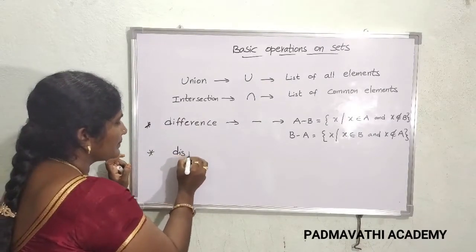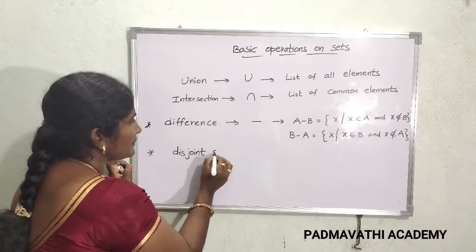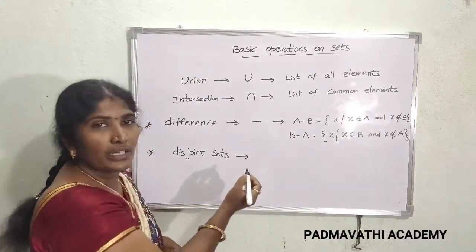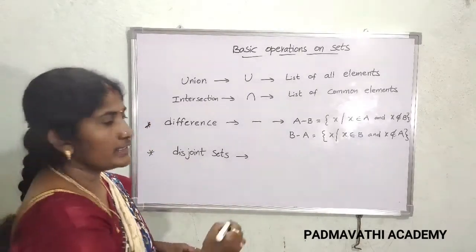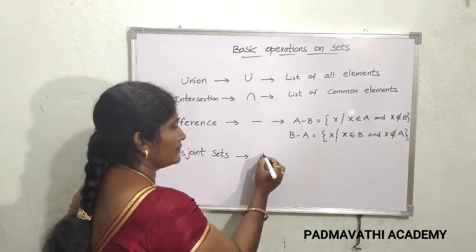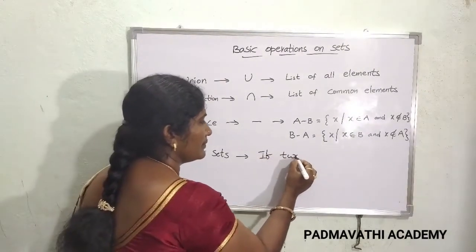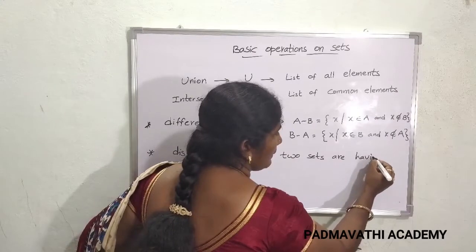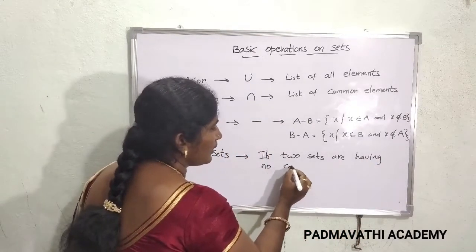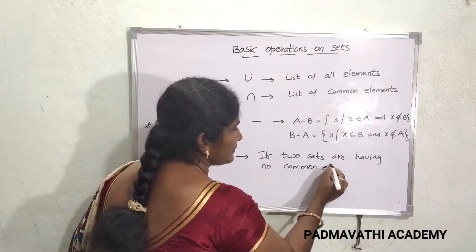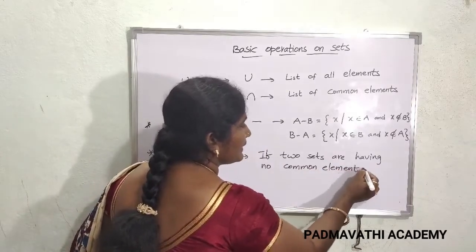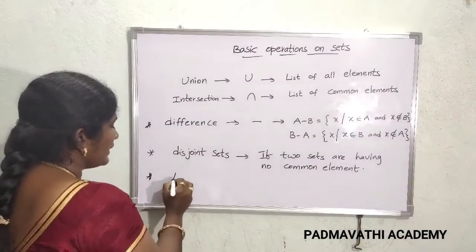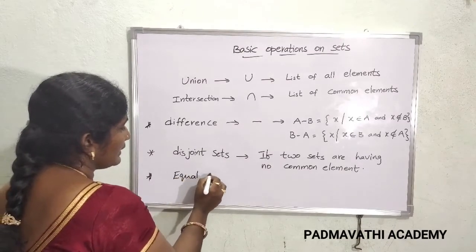And one more small concept is disjoint sets. If two sets are having no common element, then the two sets are called disjoint sets. Next concept is equal sets.